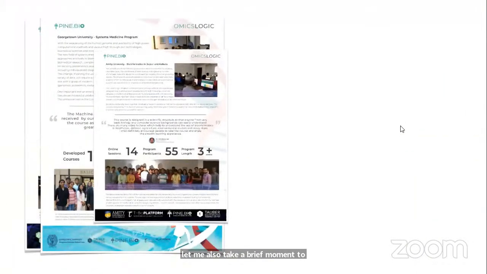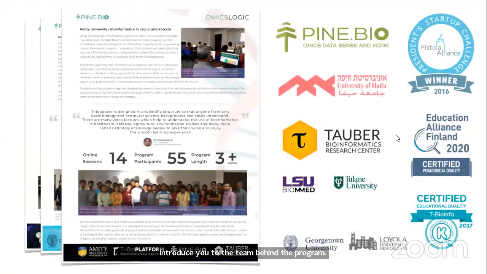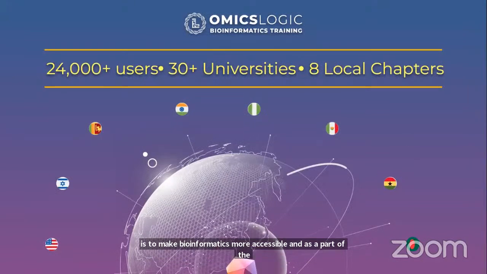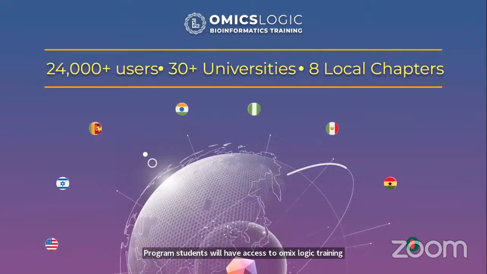Before we begin, let me also take a brief moment to introduce you to the team behind the program. We are a US-based bioinformatics company working with multiple academic and commercial collaborators to develop easy-to-use analytical tools, and our mission is to make bioinformatics more accessible. As part of the program, students will have access to Omics Logic training that has been completed by over 24,000 participants from 187 countries in over 300 workshops. Due to this fast growth, our team is working with local and regional coordinators that are helping refine local program logistics and adapting them to the needs of students and researchers around the world.